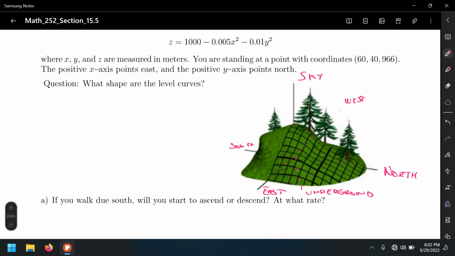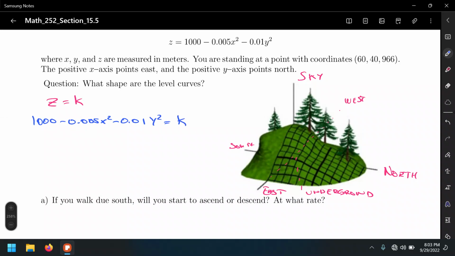So what are the level curves? Let's go back and look at level curves. What's the shape of the level curves? Recall that the level curves are given by some function f where z equals some k. In this case, we set 1,000 minus 0.005 x squared minus 0.01 y squared equals some value of k.